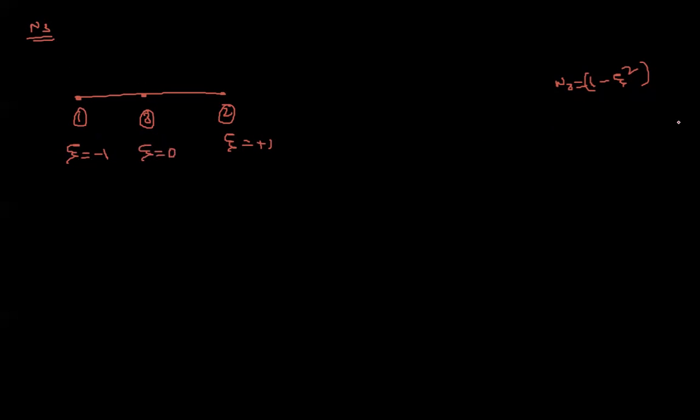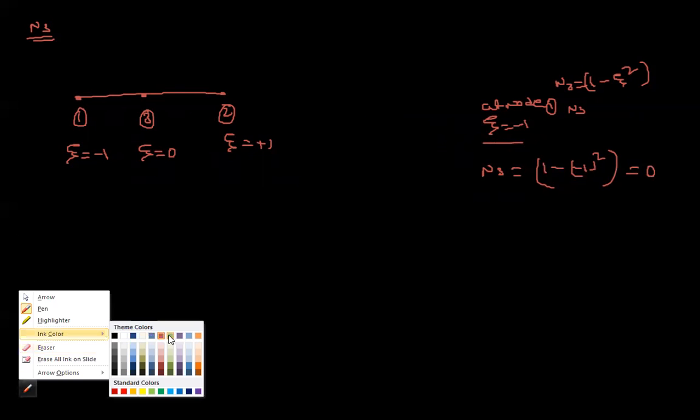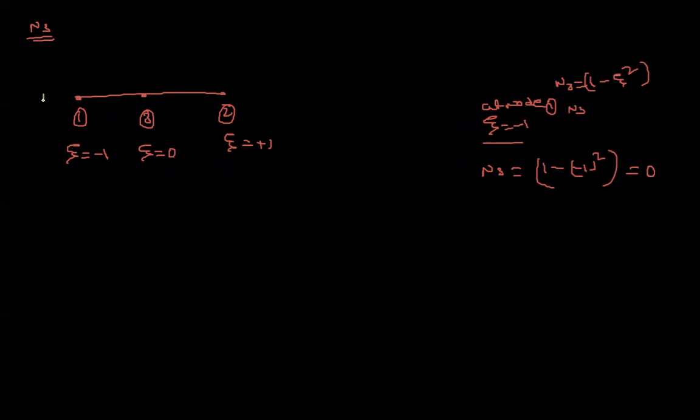Let us solve at zeta equal to minus 1, which means at node 1 the n3 value is 1 minus of zeta, with zeta equal to minus 1, whole square. Minus 1 whole square becomes plus 1, so 1 minus plus 1 becomes 0. So the variation of the shape function value at node point 1, n3, is equal to 0.